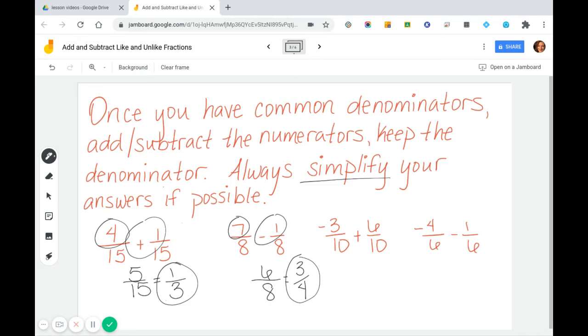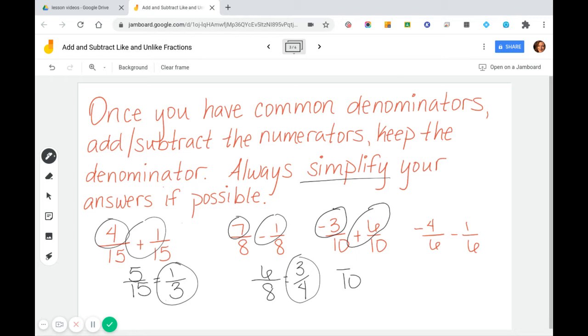On the next one, they both have a 10 on the bottom, so I'm going to keep a 10 on the bottom. On the top, I have a -3 and a +6. We are still going to use everything that we learned about integers, positive and negative numbers. If you find that you are still struggling to add, subtract, multiply, divide negative numbers, please go back and check out those videos that I have on here for integers. You need to master those before you can do all of this because it's just building on those concepts.